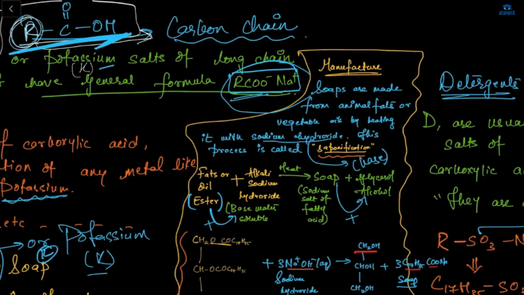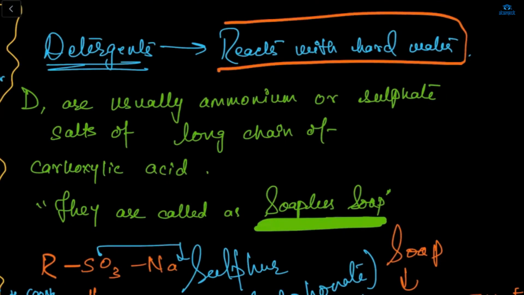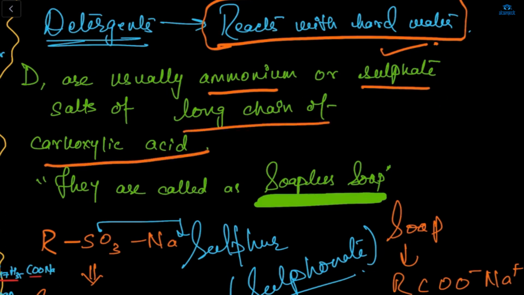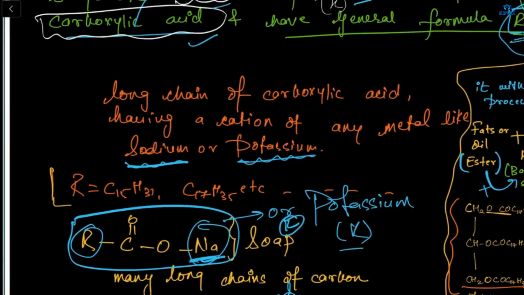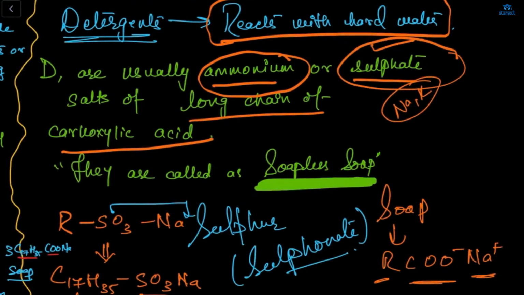Now here we will discuss detergents. Now what is detergent? Detergents react with hard water. This is the good quality of detergent, that it reacts with hard water. Detergents are usually ammonium or sulfate salts of long chain of carboxylic acid. In the salt there were sodium and potassium, but here you have ammonium or sulfate. So these are known as soapless soap. Your detergent is also known as soapless soap.